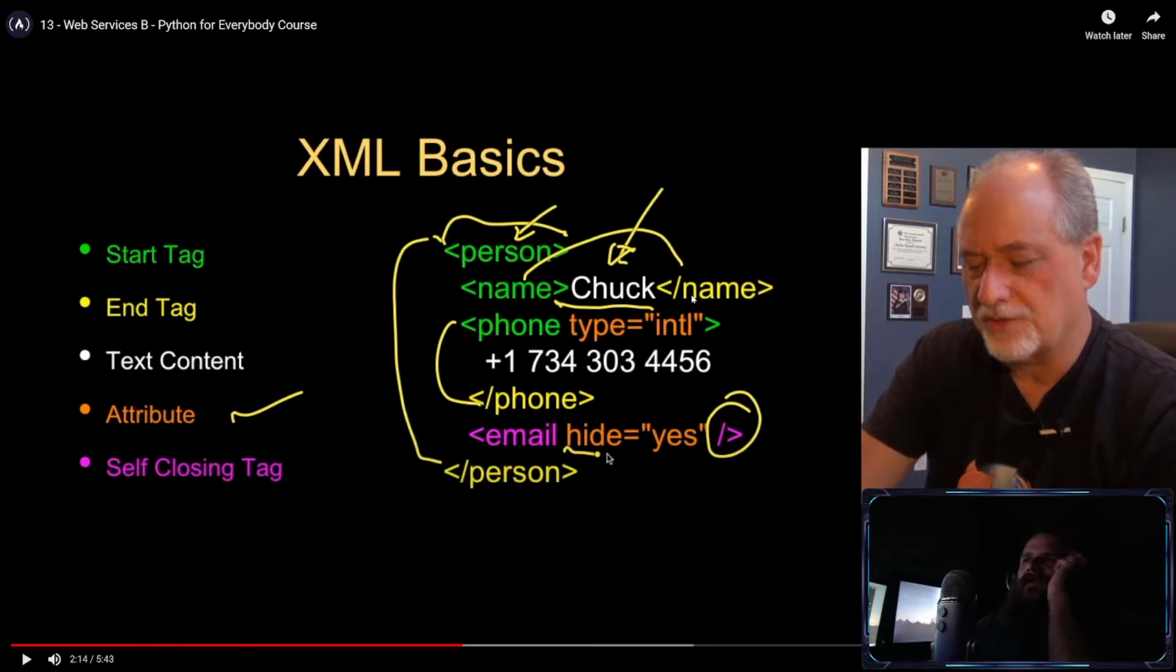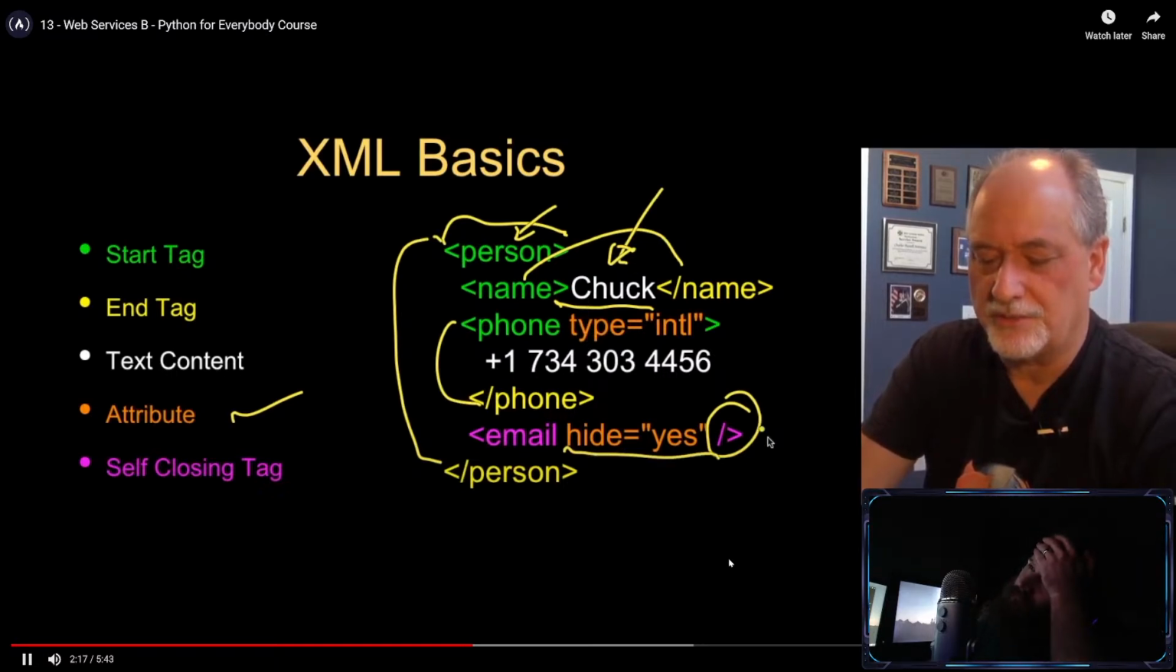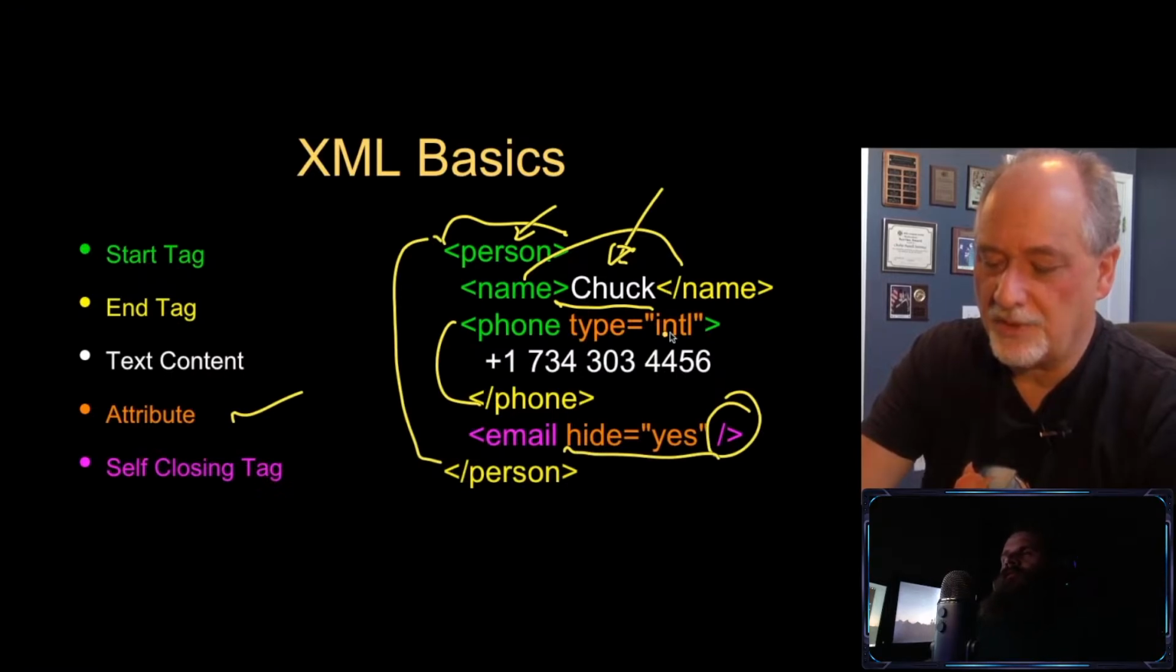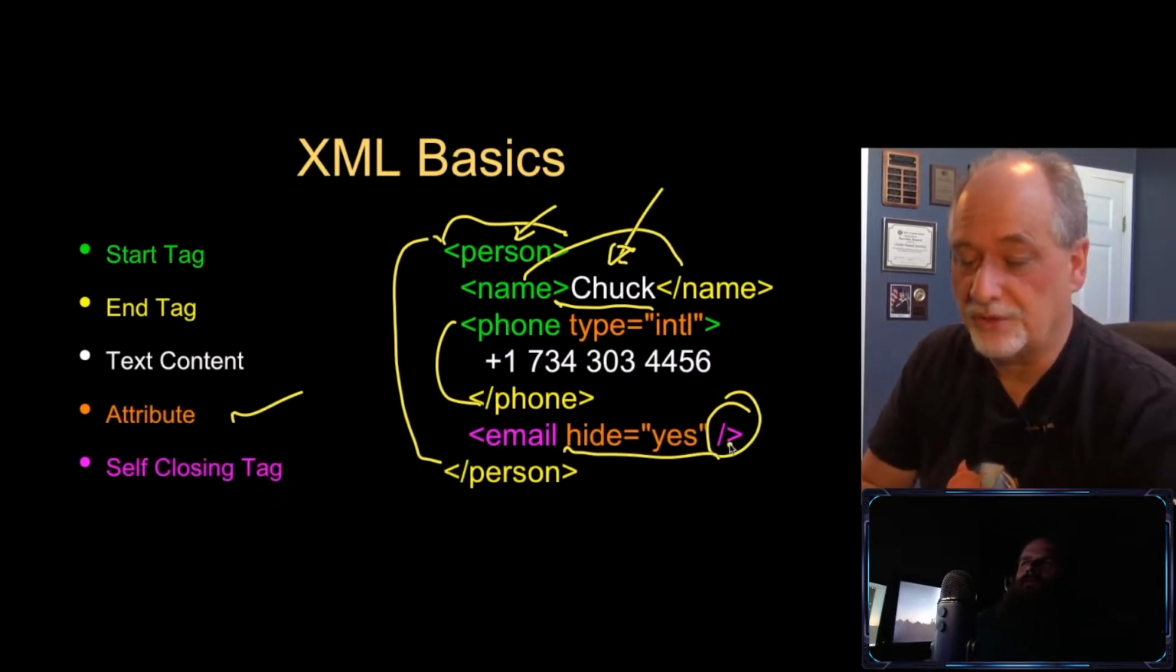So slash is the end tag? Yeah. Or slash, like, whatever it is. So you don't even bother putting an empty text area in a closing tag. Excuse me. So that is a start tag, an end tag, attribute, and then a self-closing tag. Those are some basics of XML.